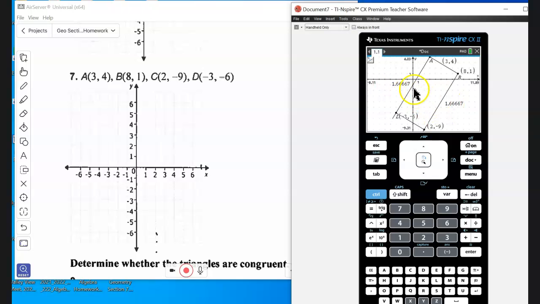So the lines are parallel. The slope here is negative 0.6. Okay, so it is a parallelogram. Now the only thing is 1.666 is the opposite reciprocal of 0.6 repeating, and I think it is. So these would be perpendicular. So it is a rectangle.